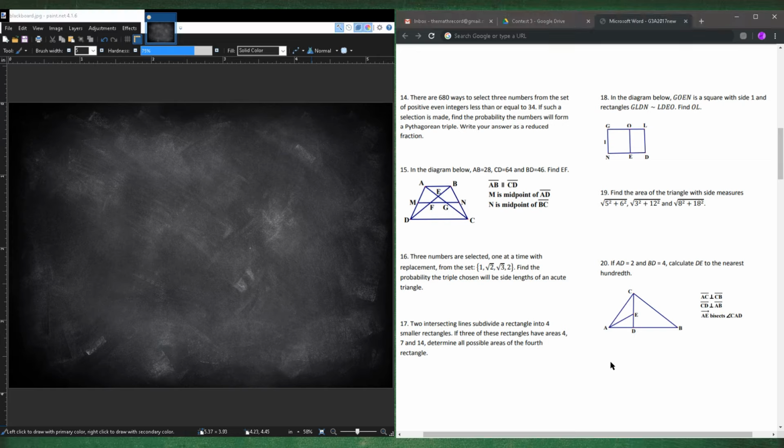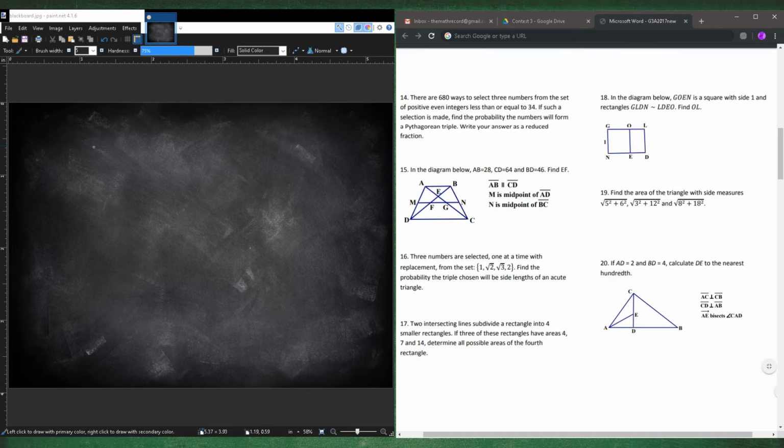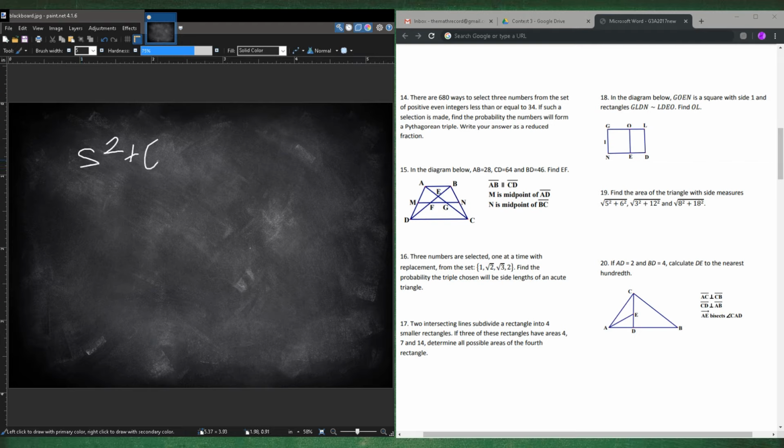Number 19. Find the area of a triangle with side measures square root of 5 squared plus 6 squared, square root of 3 squared plus 12 squared, and square root of 8 squared plus 18 squared. So you want to know if that's a right triangle, because it might be. If you square a square root, it's basically just the original number. So we have 5 squared plus 6 squared, 3 squared plus 12 squared, and 8 squared plus 18 squared.